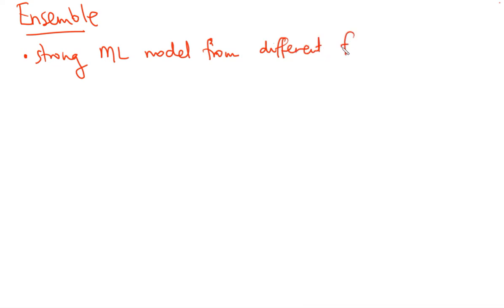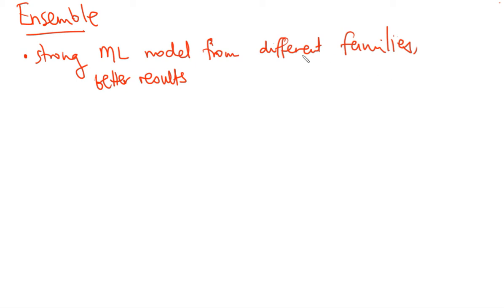The principle behind this is, if we have strong ML models from different families, if we use ensemble, it might lead to better results than using just one of them by itself. The reason for this is because each machine learning model has its own strengths and its own weaknesses.